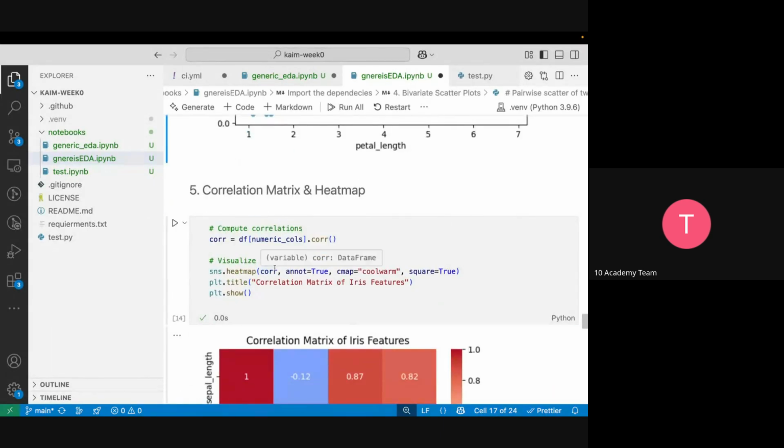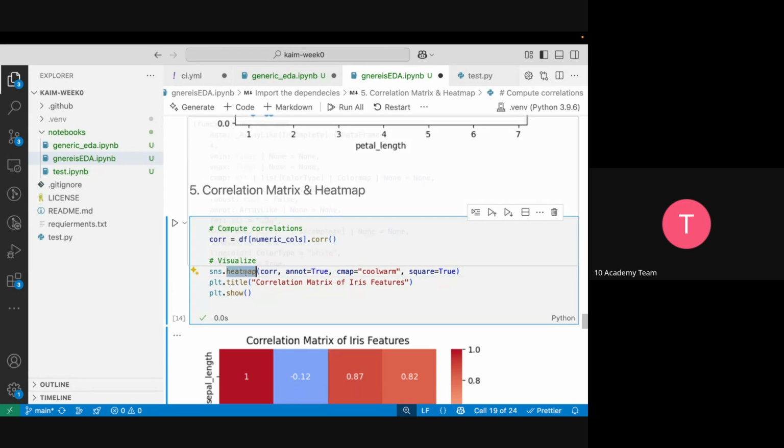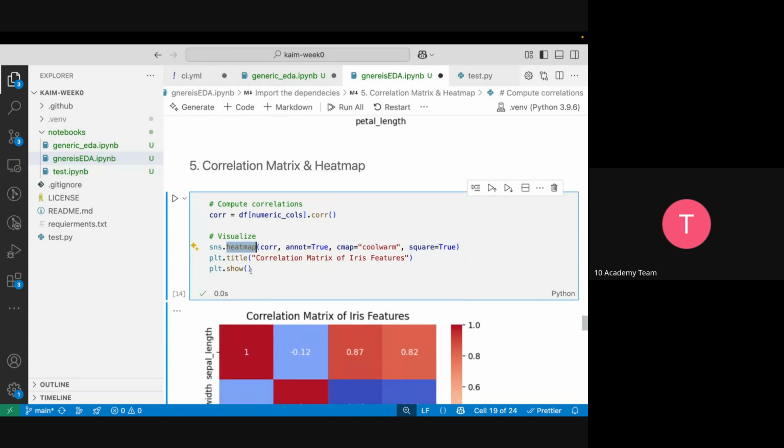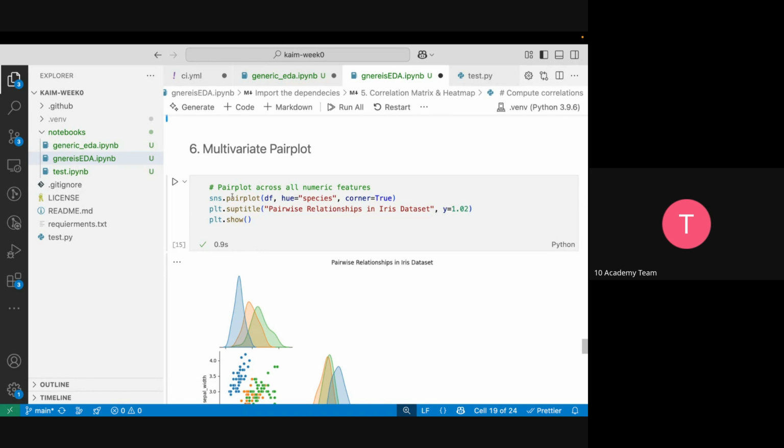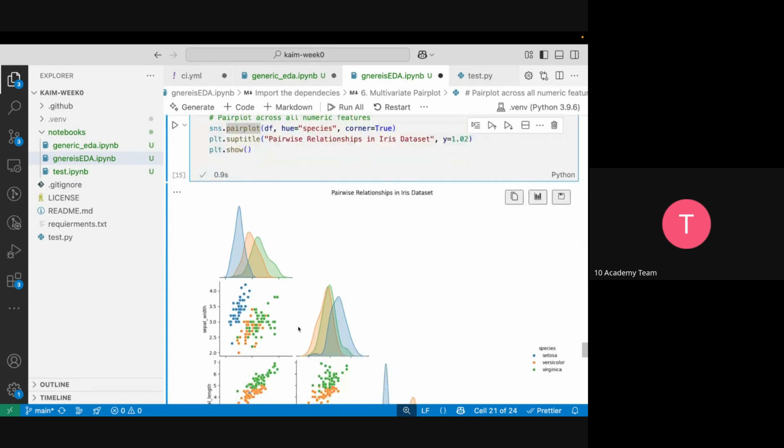And here again, it's just correlation. So it's a heat map. Correlation is between the numerical values. So here you can just say heatmap, and for the data, you can specify the numerical values of the data set, and the annotation, the coloring, whether to use a square or not, and the title and show is just to show the plot. And the pair plot is just the same thing. We have the package and the method.